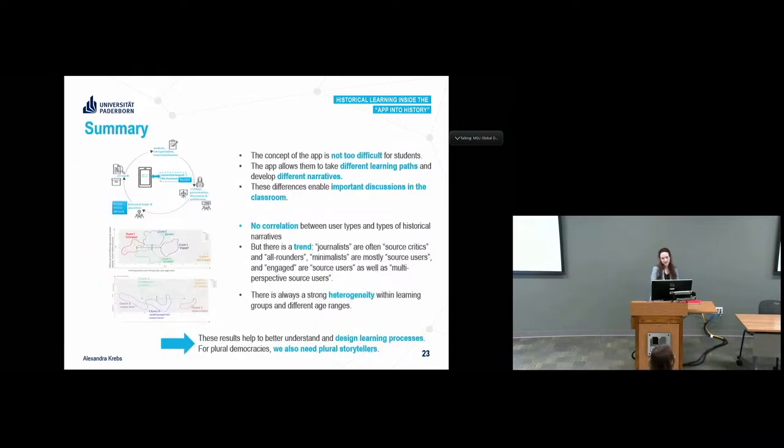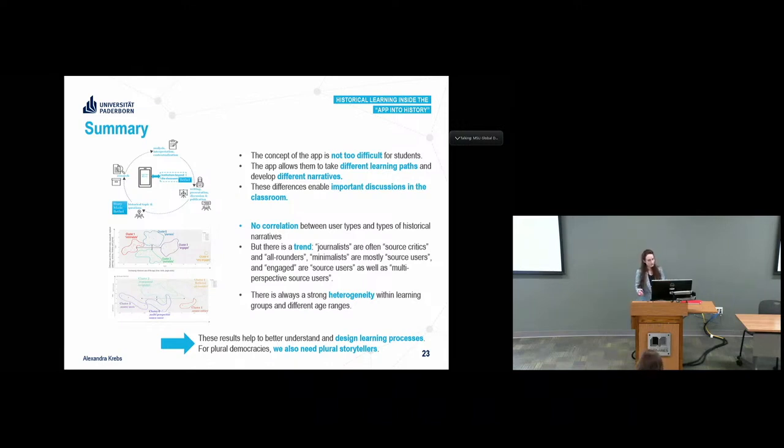So to sum up, in the empirical study I could show that such a concept, which is open, is not too difficult for students, and that because it is so open, it allows them to take different learning paths and also to develop different narratives on the web. And these differences also enable important discussions in the classroom, because then they can see, okay, there's not only one narrative possible, but it depends a lot on our perspectives, on our questions, and that history is always a construction of the present about the past.